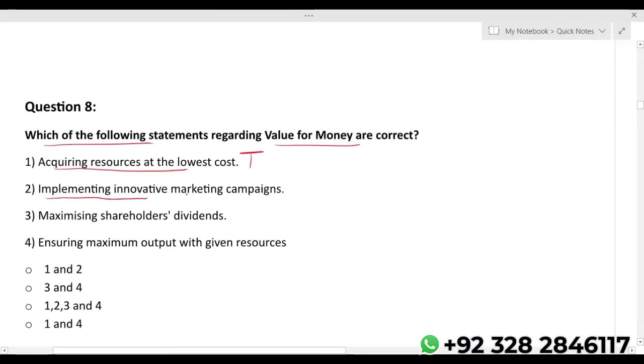Implementing innovative marketing campaigns, it has nothing to do with the value for money. Maximizing shareholders dividend, how come it is value for money? Ensuring maximum output within the given resources. Make sure that resources should not be wasted. You should be getting maximum output with given resources. So logically 1 and 4.